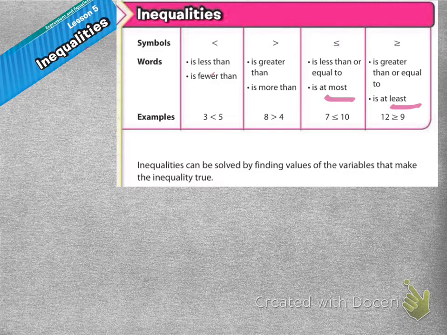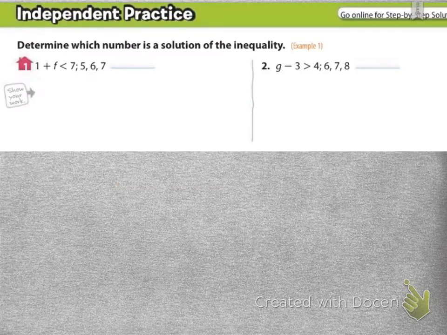Inequalities can be solved by finding values of the variable that make the inequality true. So some of the practice problems that we had for classwork back in the day are some of these problems where it's like 1 plus f is less than 7, and they say, okay, determine which number is a solution of the inequality. And they give me 5 numbers. And what I said to do was go ahead and divide the two up so that you're looking at the inequality and you're looking at the options for filling in the inequality.